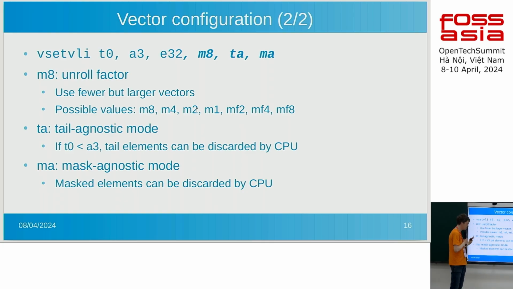TA means tail agnostic. It basically means that if we have less than 4 elements, less than the maximum, we don't care what happens to the stuff after the end. So that's why it's called tail agnostic. The tail is the stuff at the end.